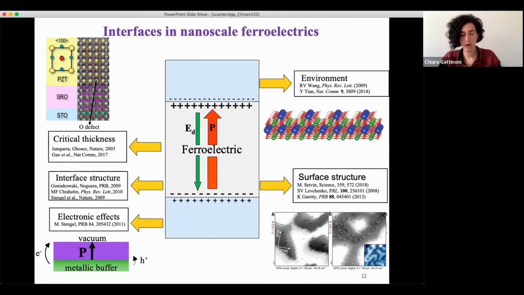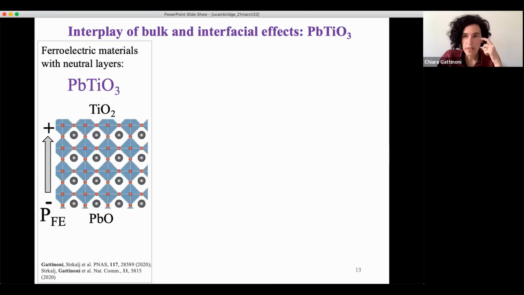So what I'm going to be talking about for the next bit of the talk is trying to tidy up what we know about these systems and how the bulk electronic properties of the system will affect the response to going to the ultra thin limit. So I will look at 3 cases. The first case is ferroelectric materials with neutral layers. An example of this is lead titanate.